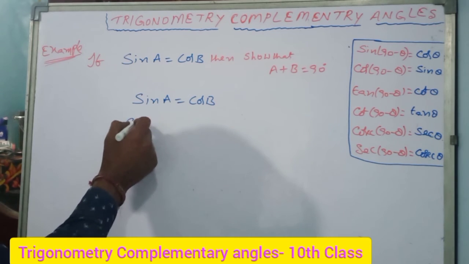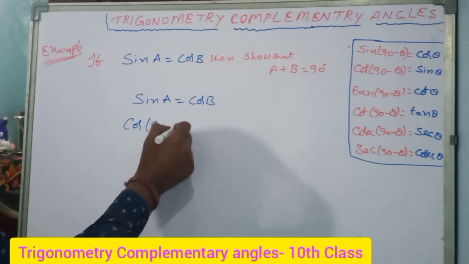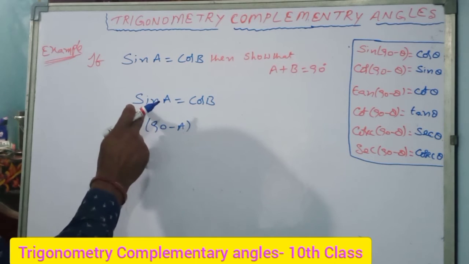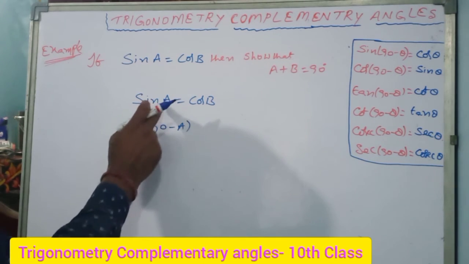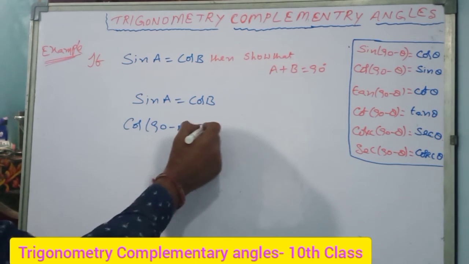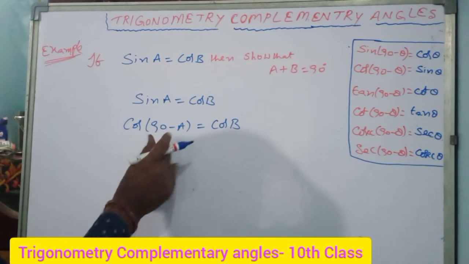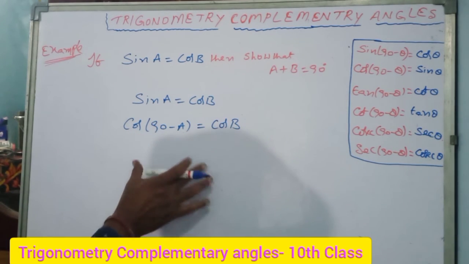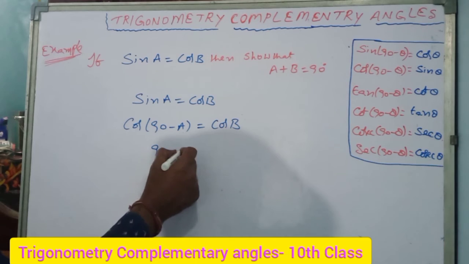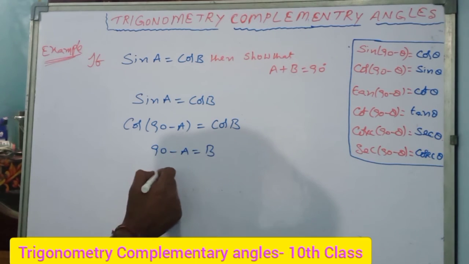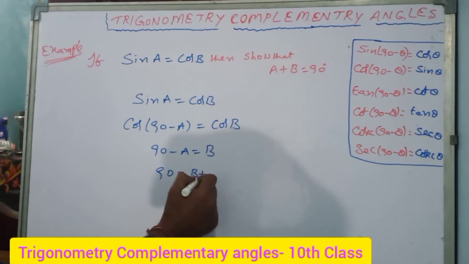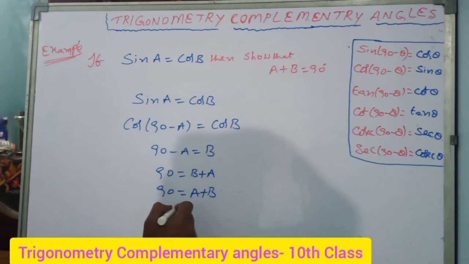So cos of (90 minus A). Cos of 90 minus theta equals sin theta. Like that, sin A equals cos of (90 minus A), which is equal to cos B. Both sides cos cancel. So 90 minus A is equal to B. 90 is equal to B plus A, so 90 is equal to A plus B. Therefore, A plus B is equal to 90.